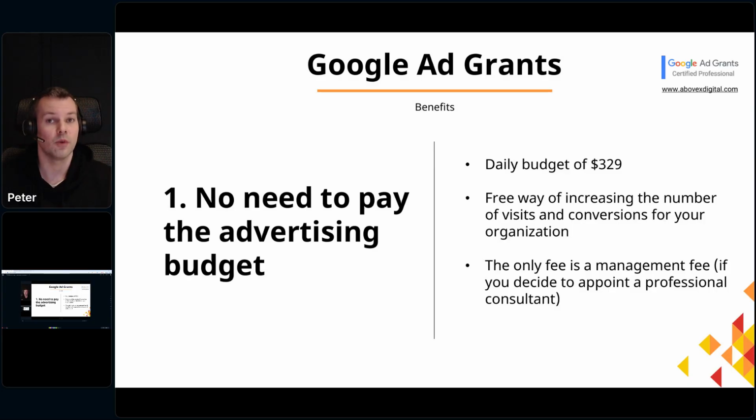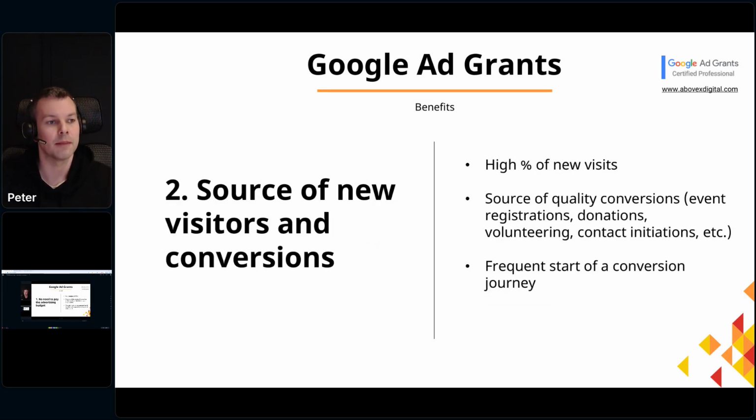Obviously, if you end up working with a professional, such as our agency or any other consultant, they charge a fee for their time that they need to spend on setting up and managing your campaigns. But that is the only fee that you pay. The media budget, which is typically the larger part of the fee that you pay in a standard commercial cooperation, that larger part goes away completely because it's covered by the grant. That's the single biggest benefit of the program.